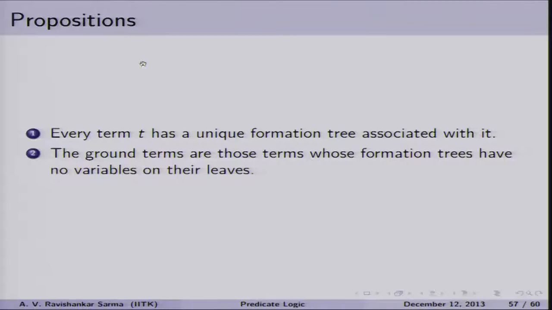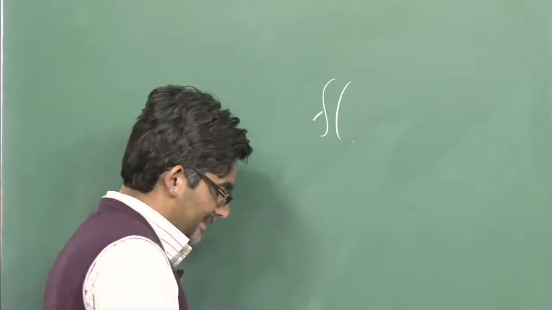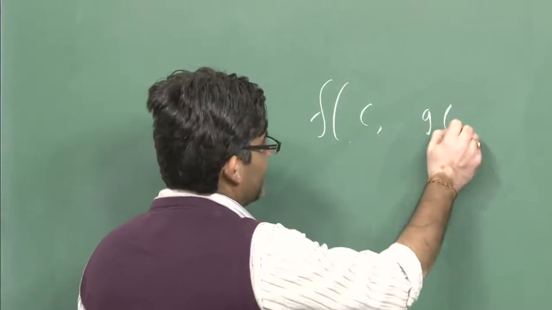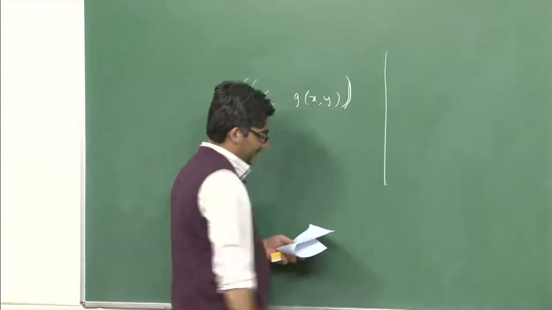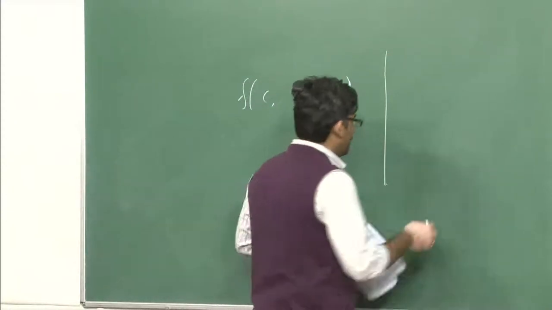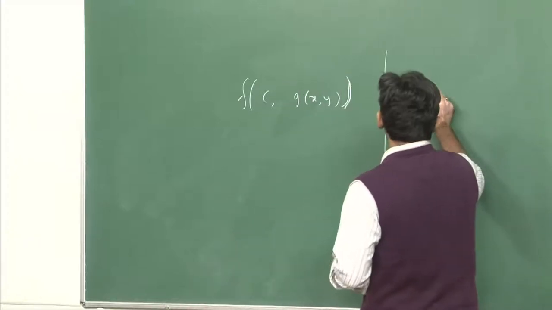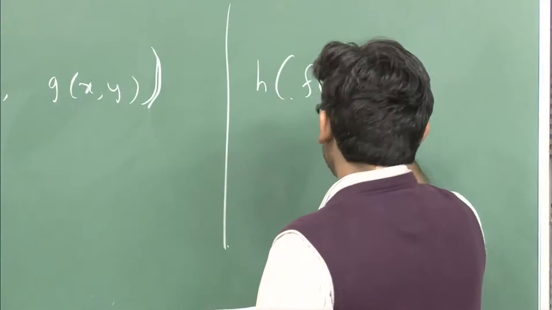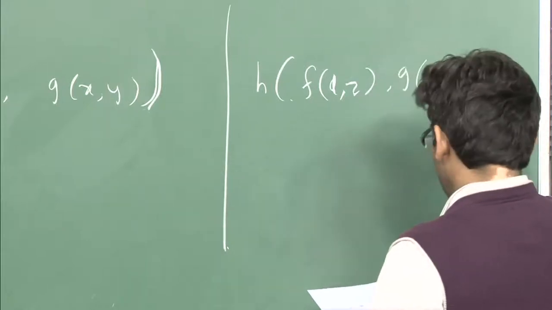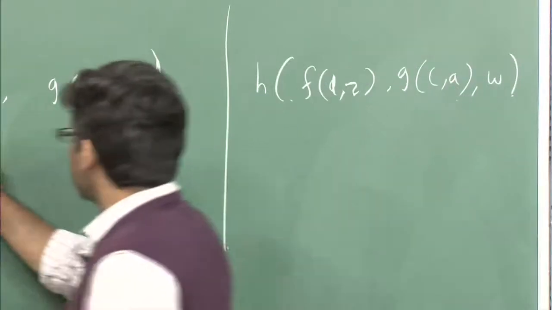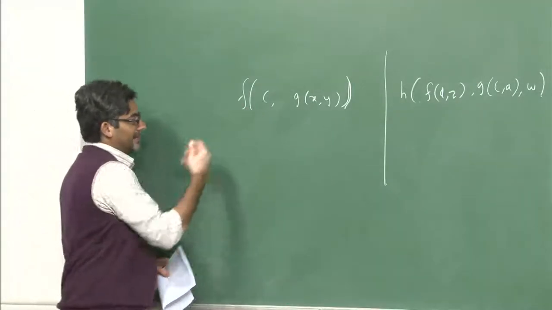For example, if you have two terms like this, then what is going to be the tree diagram for these kinds of terms? So a term can be constituted by these things: C is a constant, G is a function, and X and Y are variables. So this is one particular kind of term for which we are trying to form a formation tree, and the other one is something like F of D Z and G C A and then W. So first we will talk about the formation tree for this particular kind of thing.